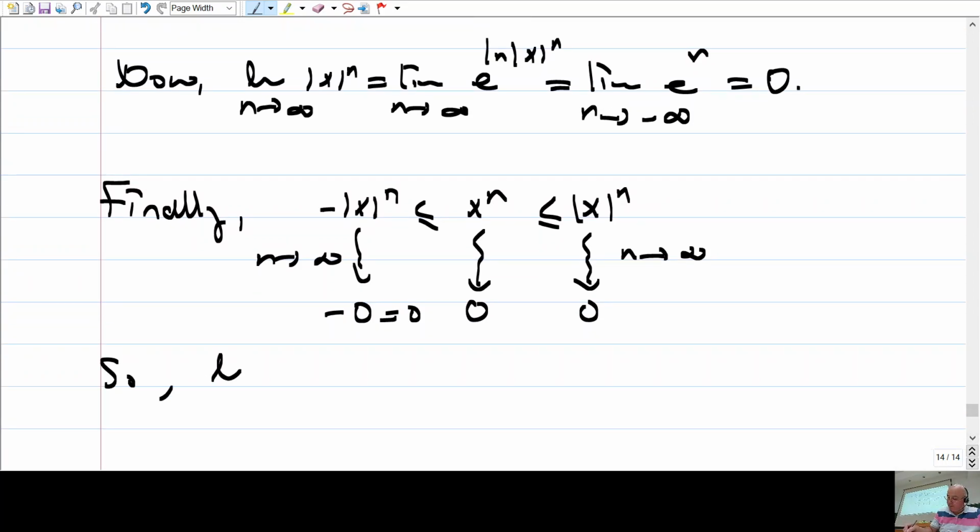So the limit of x to the power n is 0 by the sandwich or squeezing lemma, by the squeeze theorem.